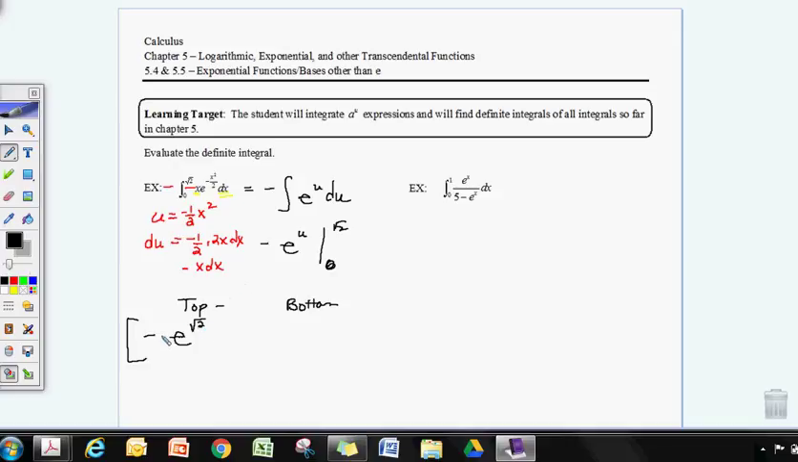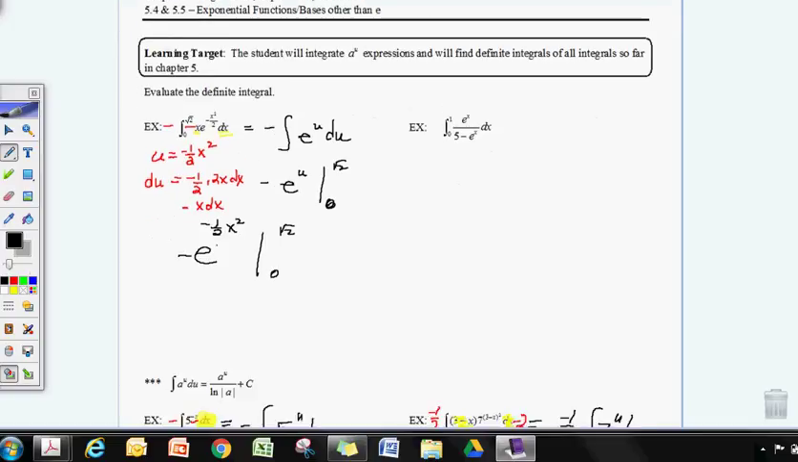Oops, I goofed. Before I do that, and I'm going to erase for a second, before I plug in, what did I forget to do? I never substituted it back in. So I get negative e raised to the negative 1/2 x squared power between 0 and square root of 2. It's early morning here at the Kendall house, so sorry about that.